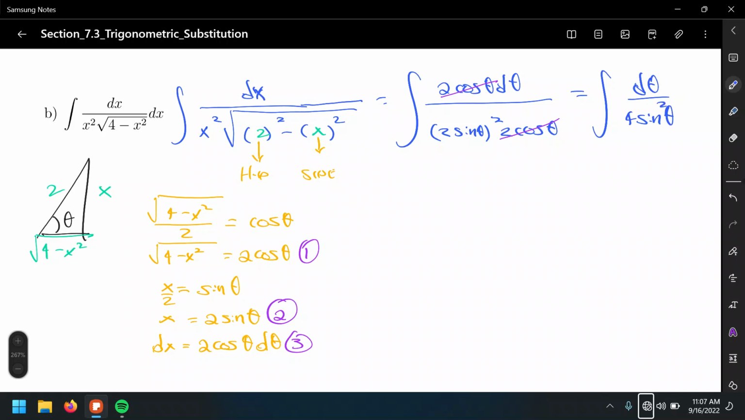Alright, on the one hand, let's take that 4 in the denominator outside of the integral as a 1/4 integral of d theta over sine squared theta. Okay, we cannot integrate this sine squared theta.